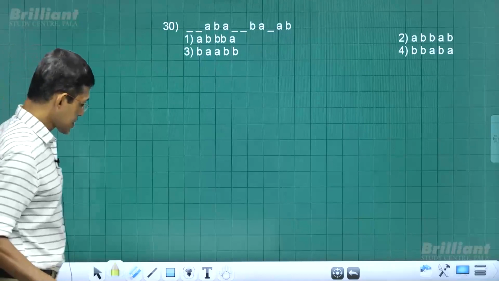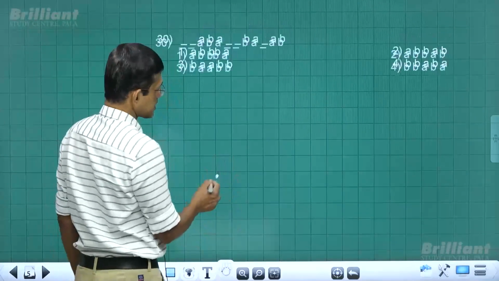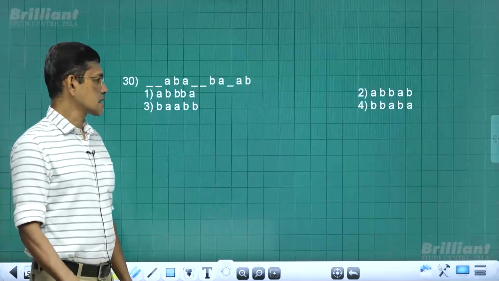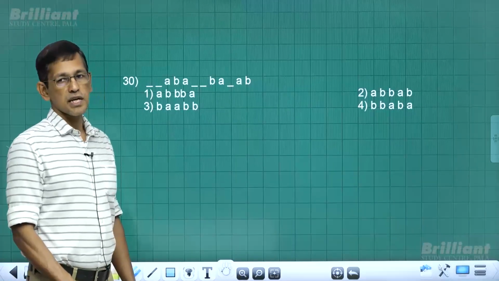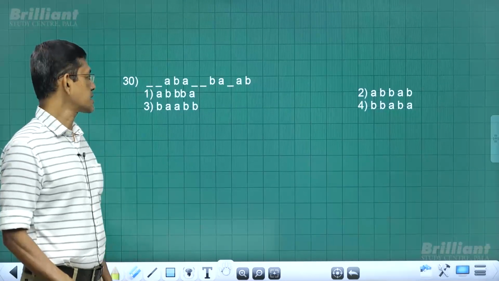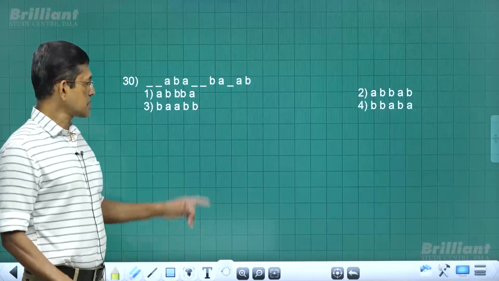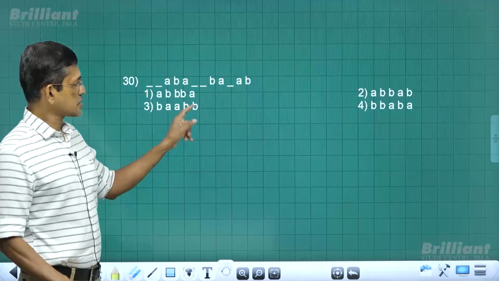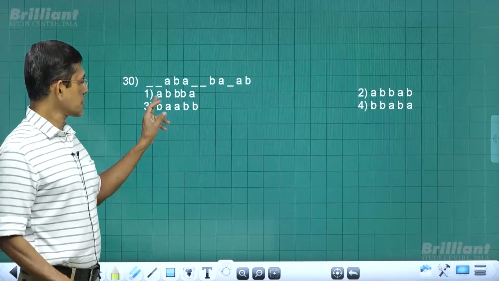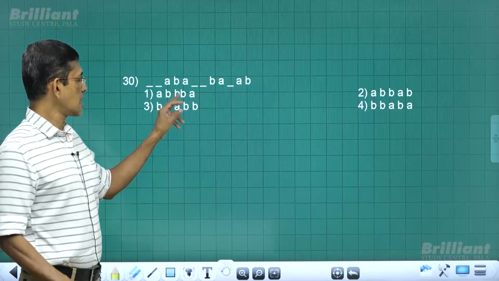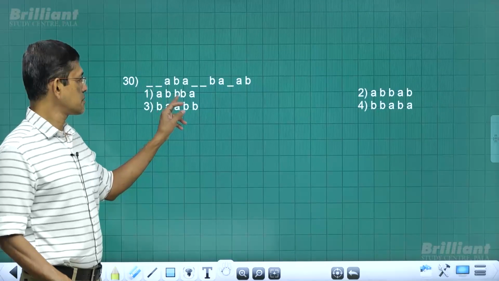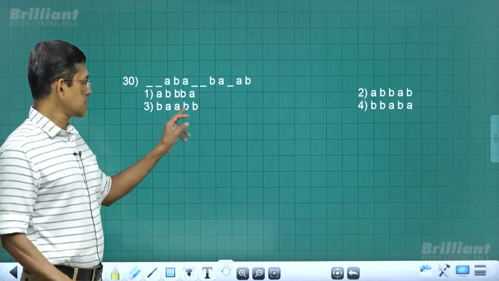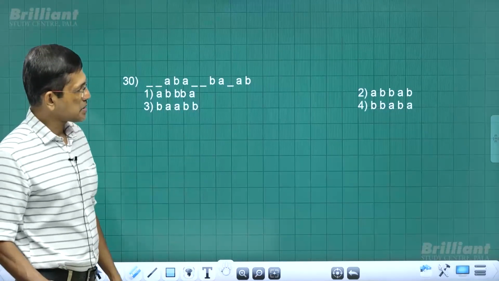Now, this is pretty much a letter series type question. However, this series is a slight difference from what we have done earlier. This is a repetition letter series. That means some blanks are here. And when you look at the answer choices, they are like A, B, B, A, and A, B, B, B, A. The third answer choice is B, A, B, B, and the second answer choice is A, B, B, A, B.